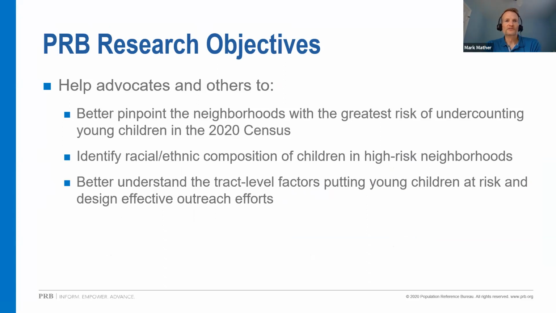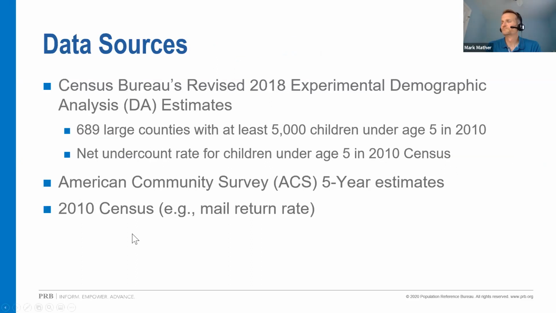The broader goal here is really to help advocates better pinpoint the neighborhoods with the greatest risk of undercounting young children in the 2020 census. And we want to also identify the racial ethnic composition of these areas. So I know that that's top of mind for a lot of people, especially right now. So in the previous database and the database that I'm showing today, we do have information about racial ethnic composition of kids. And then to better understand the tract level factors that have put kids at risk of being missed in the past, and hopefully enabling you to design better, more effective outreach efforts for the 2020 census.